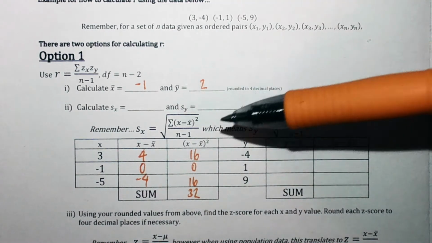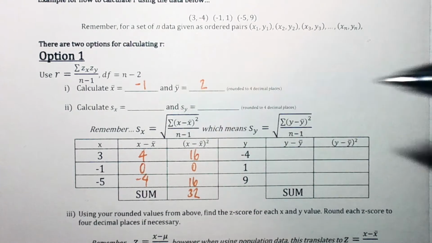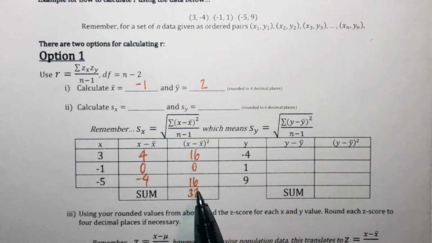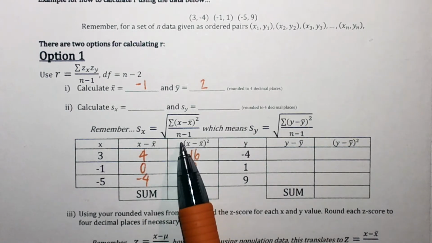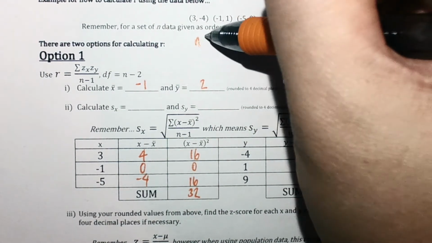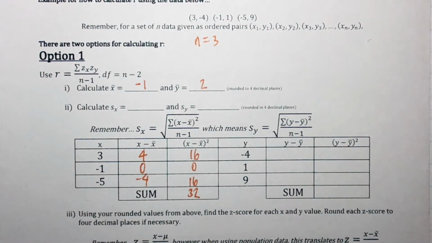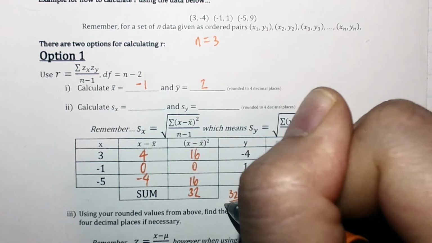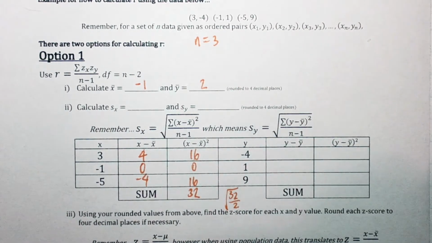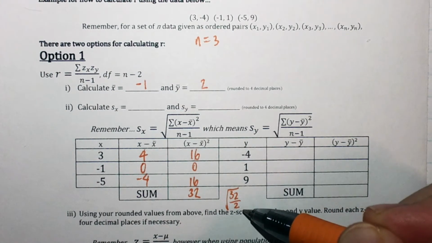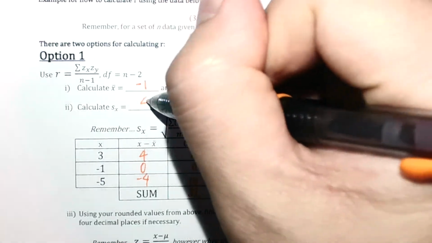So that is the numerator there under the square root. I have all the x minus x bars squared, and then the sum. Now I have to divide it by n minus 1, and then take the square root. And so remember we said we have n equals 3. I'm going to just make note of that here. So that means n minus 1 is 2. So 32 over 2, and then the square root of that will give us the standard deviation of x. So 32 divided by 2 is 16. Square root of 16 is 4.